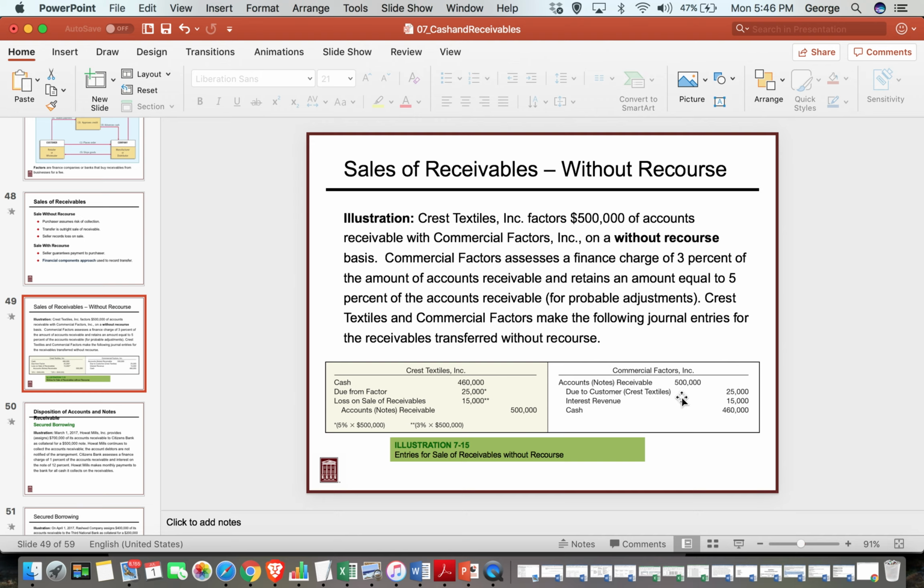All right, then Commercial Factors will debit receivables for 500,000, credit due to customers for 25,000 for those adjustments, interest revenue 15,000, then credit cash for 460.